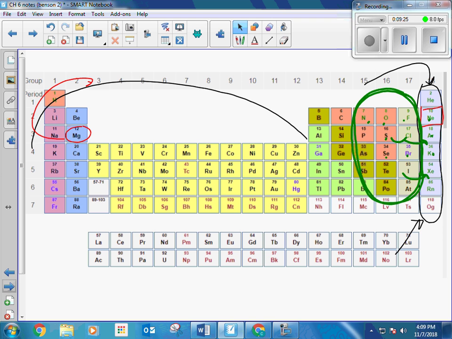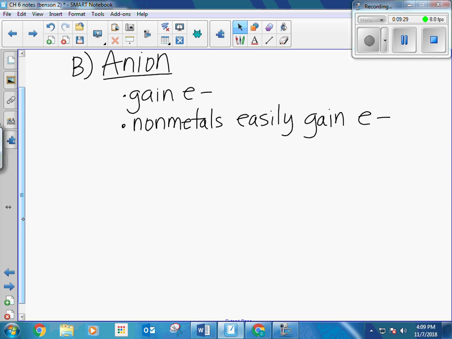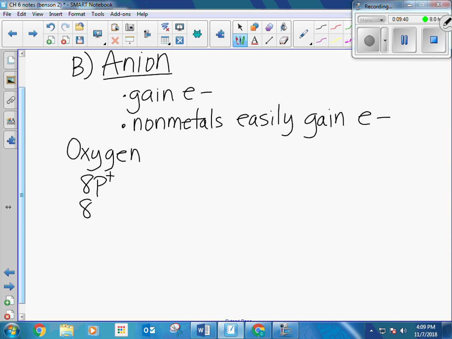So let's draw oxygen. So let's look at oxygen. You should recognize that oxygen, first let's write that down. Oxygen has 8 protons, 8 neutrons, and 8 electrons. Now I know it looks pretty stable like that because it doesn't have a charge, but it really wants to gain more stability like the noble gases.